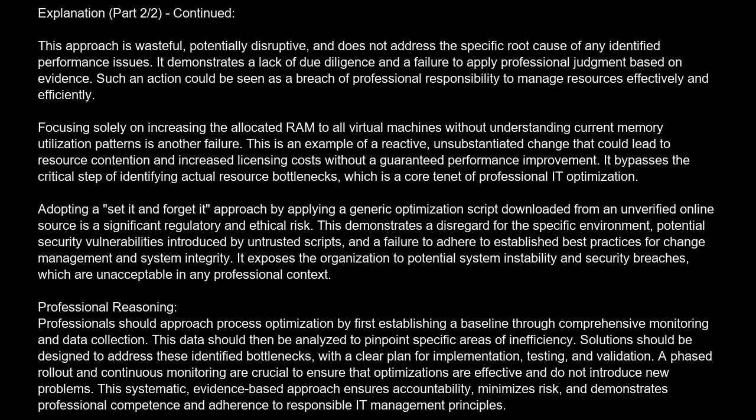Focusing solely on increasing the allocated RAM to all virtual machines without understanding current memory utilization patterns is another failure. This is an example of a reactive, unsubstantiated change that could lead to resource contention and increased licensing costs without a guaranteed performance improvement. It bypasses the critical step of identifying actual resource bottlenecks, which is a core tenet of professional IT optimization. Adopting a set-it-and-forget-it approach by applying a generic optimization script downloaded from an unverified online source is a significant regulatory and ethical risk.